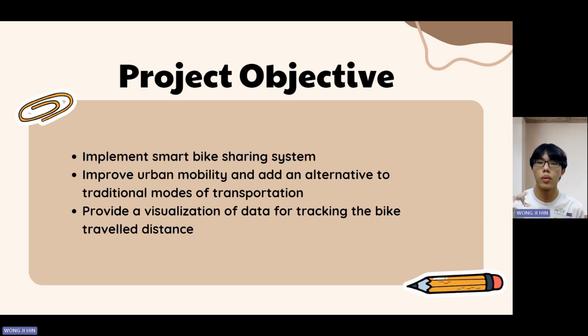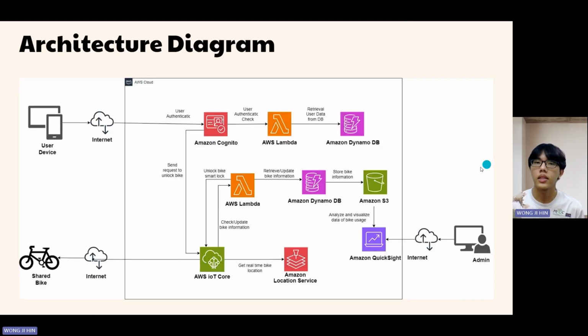Next is to improve urban mobility and add an alternative choice to traditional modes of transportation. And the last objective is to provide a visualization of data for tracking the bike travel distance so that we can know when the bike should be sent for maintenance to prevent any unexpected breakdowns and reduce downtime. Next, this is the architectural diagram for our proposed solution.